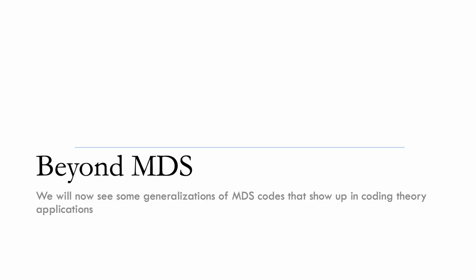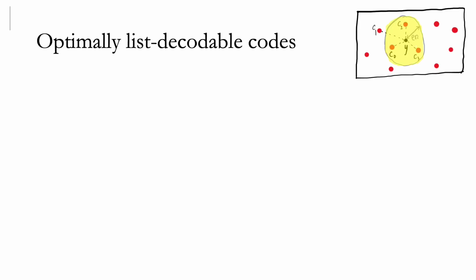Now, MDS codes have a number of applications. However, there are also many applications where something better than MDS codes is needed. And we're going to explore now a few of these generalizations. One application of MDS codes is in the construction of list-decodable codes. Here, in a list-decodable code, you have a received message y, and you want that there are only a few code words that are close to this message y in the Hamming distance.